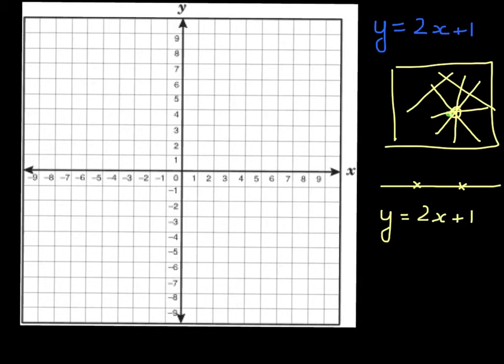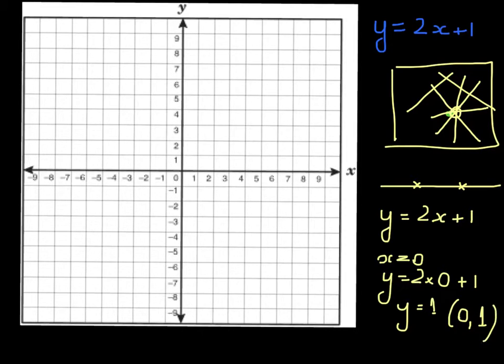So I can take an x I want. For example, x equals 0. Then y will be 2x, x is 0, 2 times 0 plus 1. So y must be 1. So here we have the point of coordinates 0, 1. X equals 0, y equals 1. Here is my point. That's a point on my line.